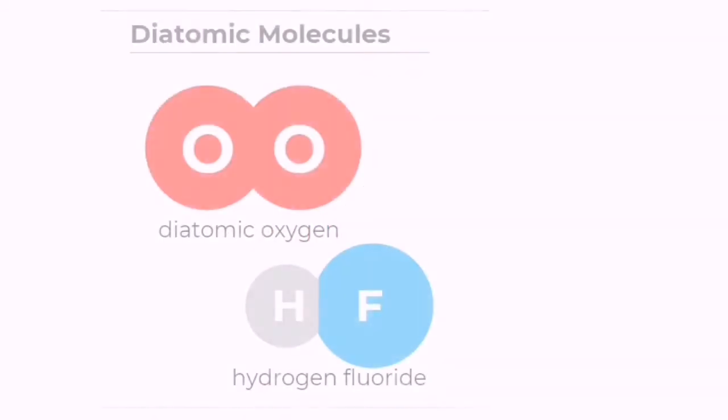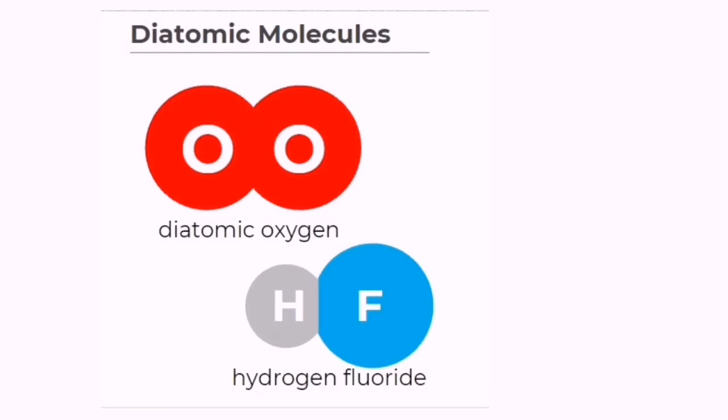There are also substances that are diatomic by nature. There are some diatomic substances made of only one type of atom. Some are with two different atom types. Oxygen gas, for example, is made up of two oxygen atoms. On the other hand, hydrogen fluoride gas is composed of one hydrogen and one fluorine atom.